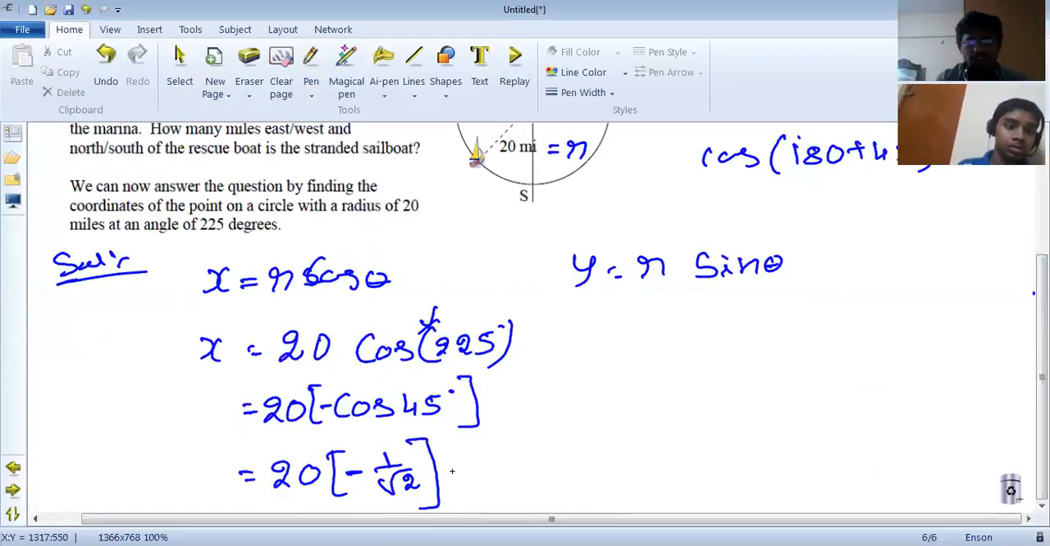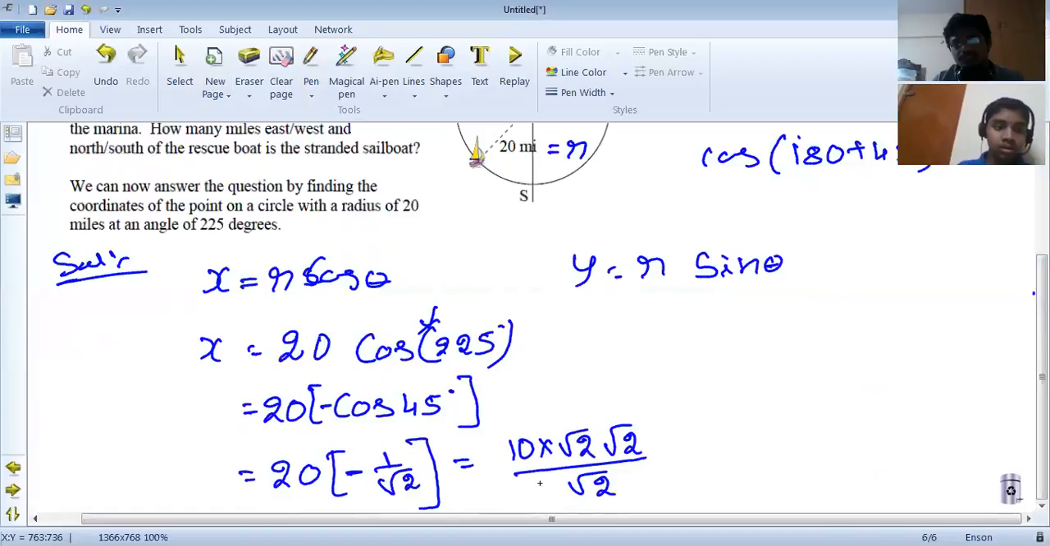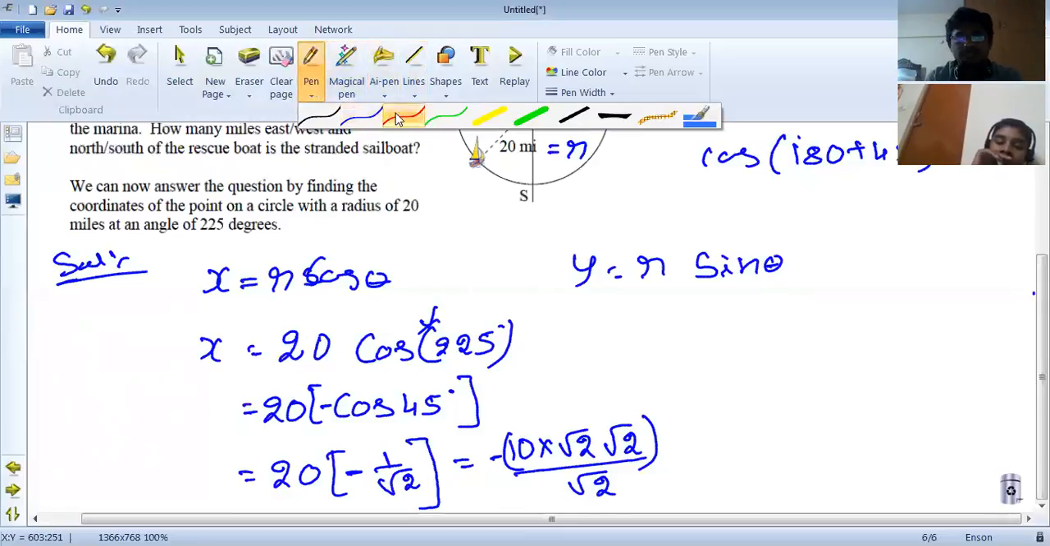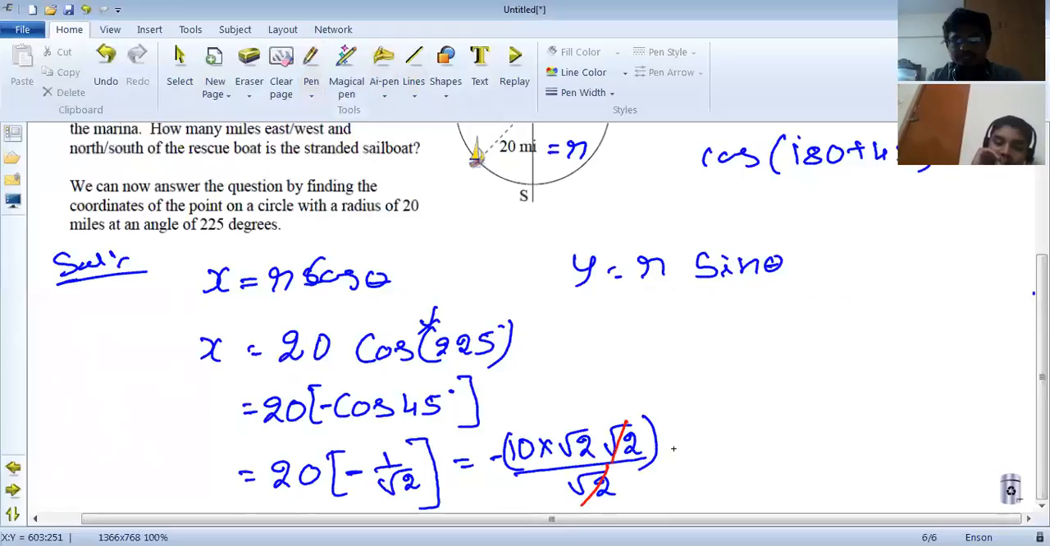Now 20 by root 2. 20 can be written as 10 into root 2, right? For simplification, I'm just writing 20 as 10 into root 2. This value is 20 only, right? Root 2 into root 2 is 2, 2 into 10 is 20. Why? Because to cancel the denominator value, root 2 will get cancelled. Minus 10 root 2 will be the answer. That is the x value. Okay.